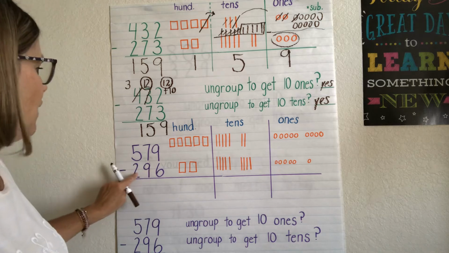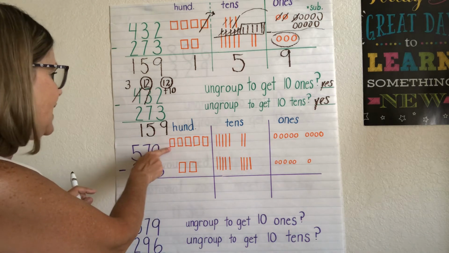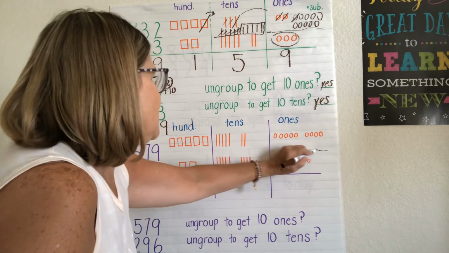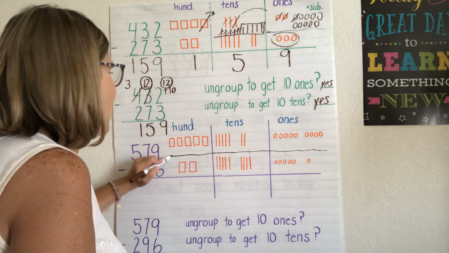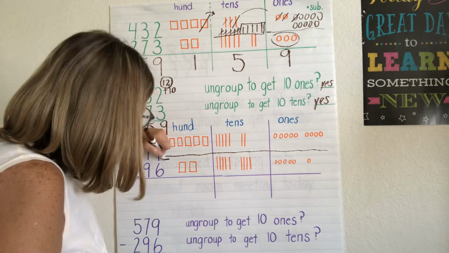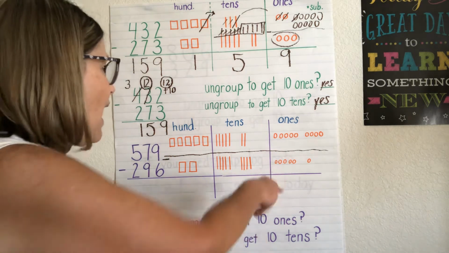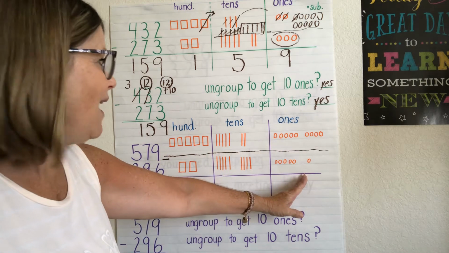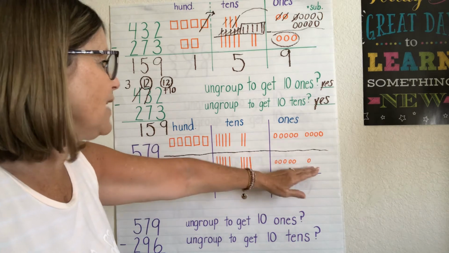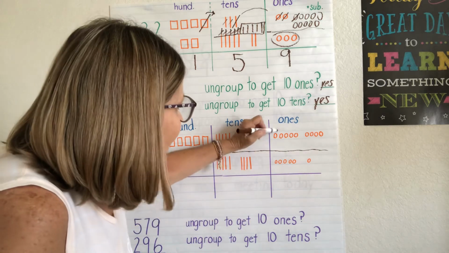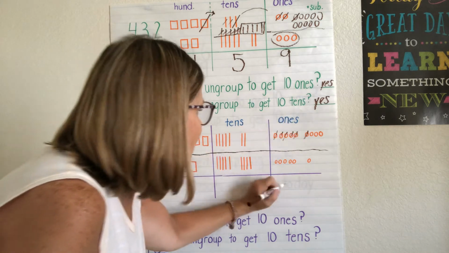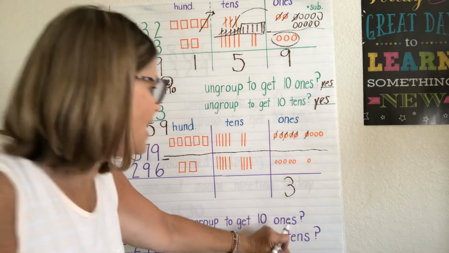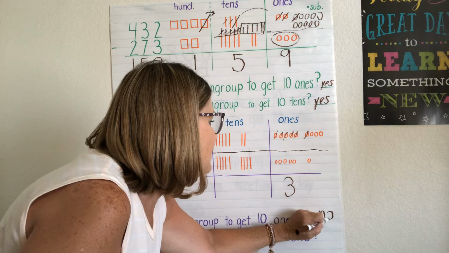579 minus 296. You'll see that I drew 579. I'm going to draw a line here to remind us that we are taking away. In the ones, is the bottom number bigger? Nope, it's not. I've got 9 ones, take away 6 ones. If I take away 6, I've got 3 left. Do I need to ungroup to get 10 ones? No, I don't.